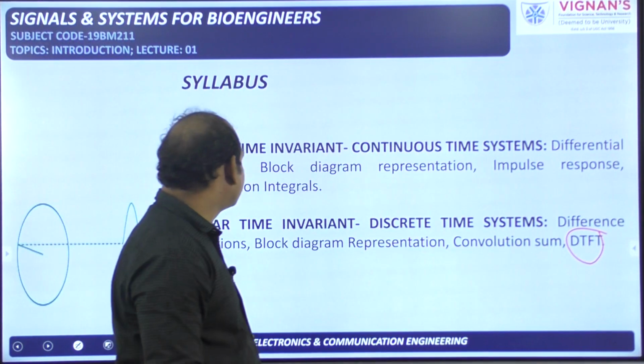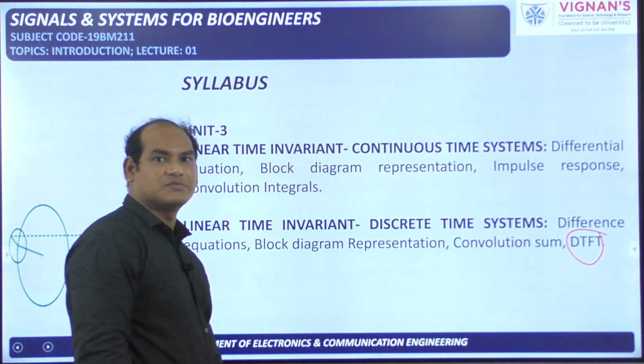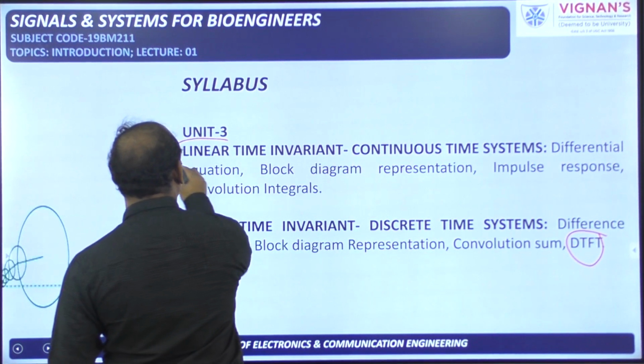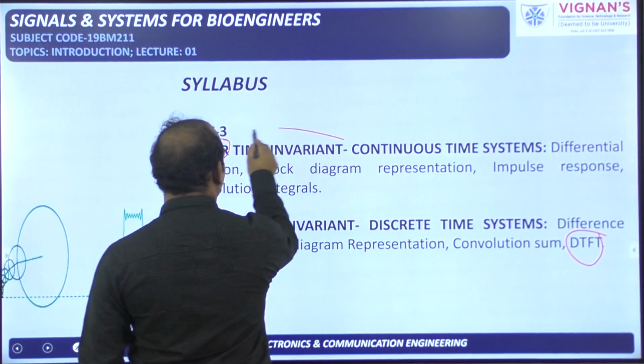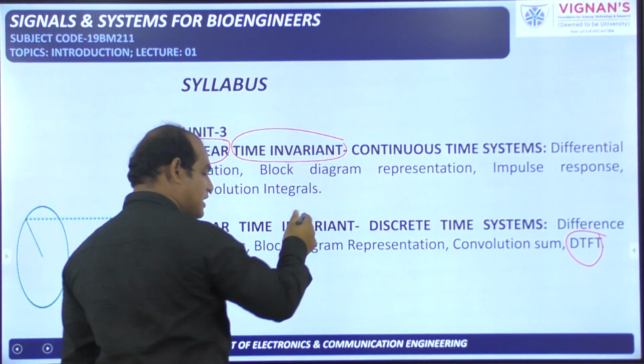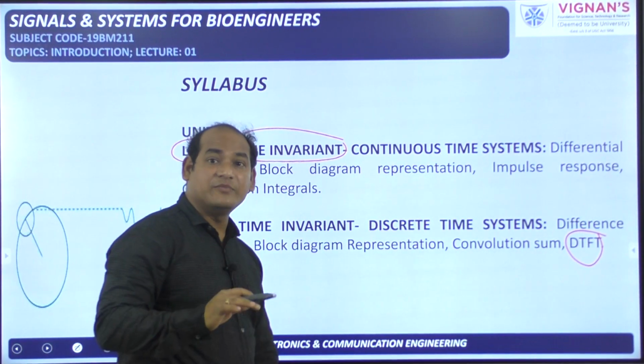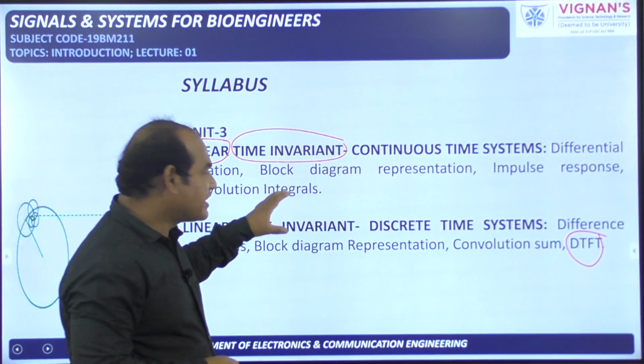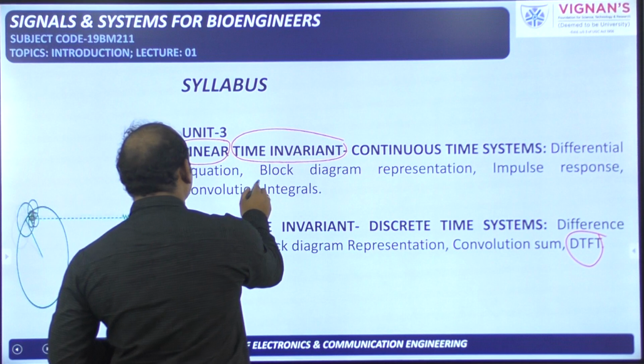In the third unit, we will talk about linear time invariant systems. In the first unit itself, we will study what a linear system is and what a time invariant system is. If any system follows these two properties, then we can say it is a linear time invariant system. And only for time invariant systems can we apply the convolution property.